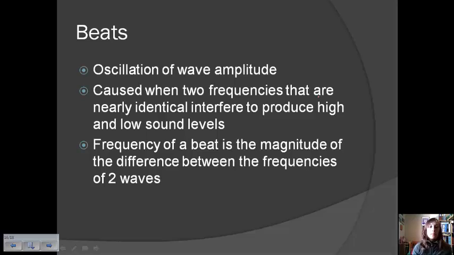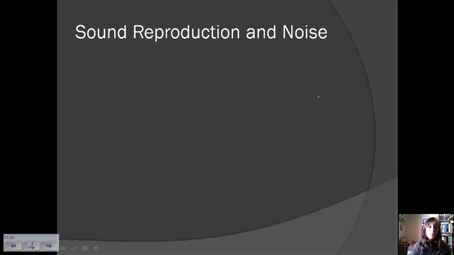So the frequency of a beat is the magnitude of the difference between the frequencies of the two waves. If you have a wave at one frequency and a wave at another frequency, the difference between those is the frequency of the beat. You want it to be 0, basically. That would mean you're in tune.